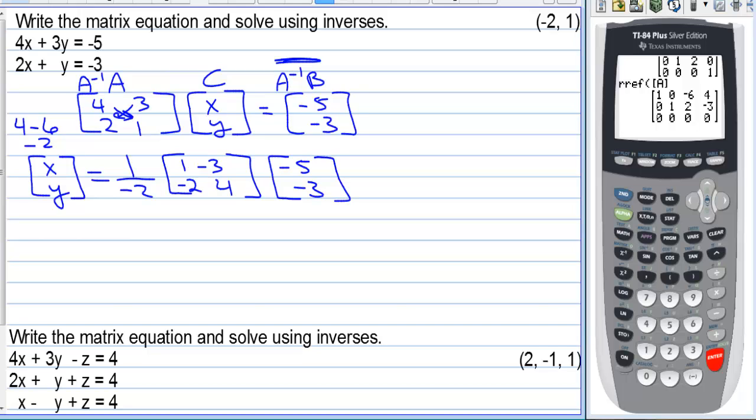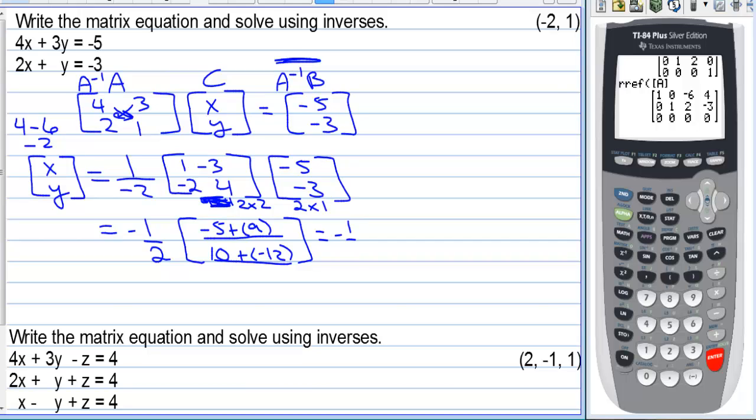Now, I always save the fraction till the end. It just makes things a lot nicer usually. So we have a 2 by 2 times a 2 by 1, so we should get a 2 by 1. 2 rows, 1 column. So across and down, -5 plus 9. And across and down is 10 plus -12.